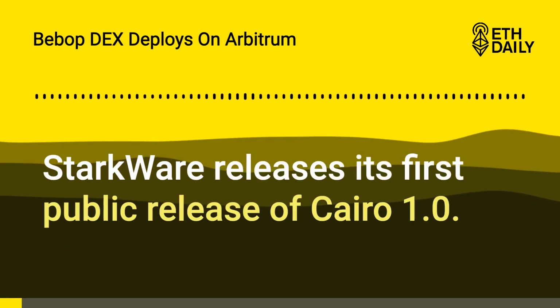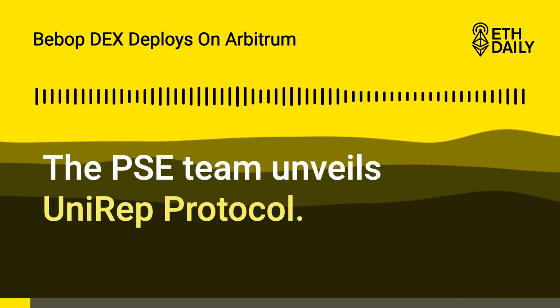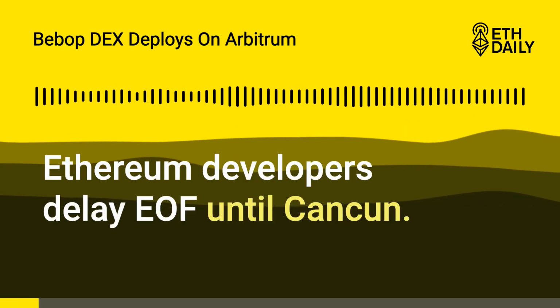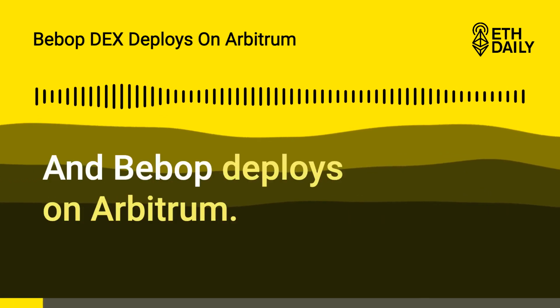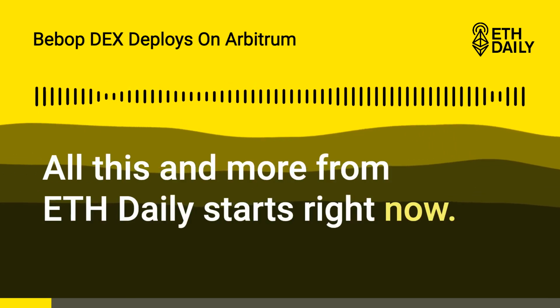StarkWare releases its first public release of Cairo 1.0, the PSE team unveils UniRep Protocol, Ethereum developers delay EOF until Cancun, and Bebop deploys on Arbitrum. All this and more from ETH Daily starts right now.